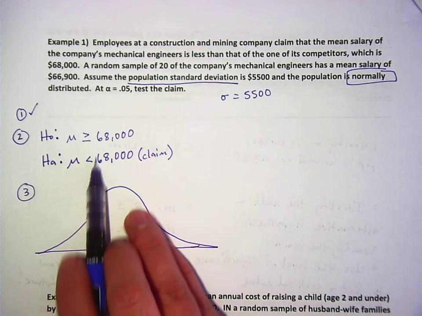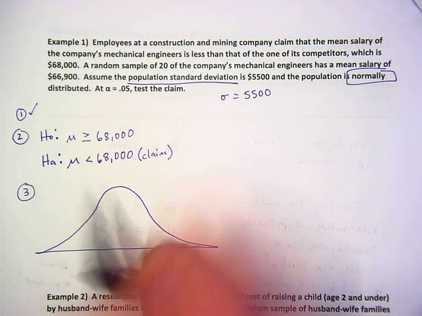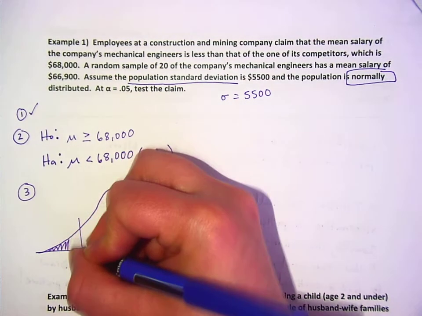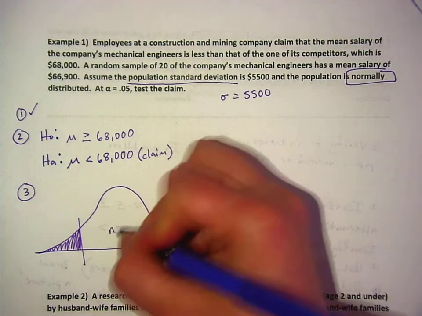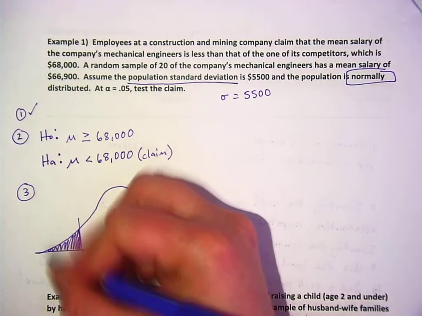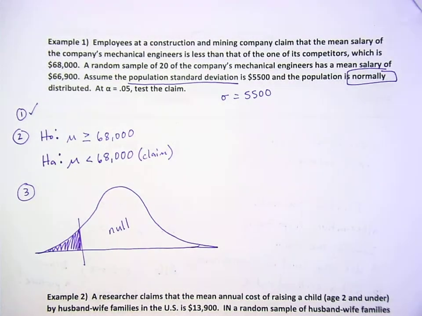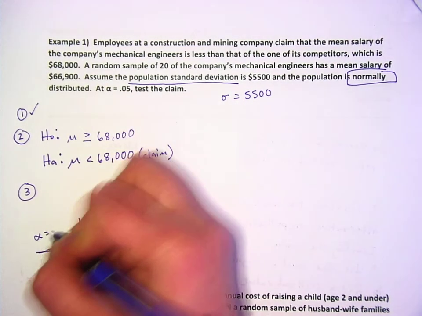Yes, you look at the alternative. You can see how the alternative says that it's less than. So I'm going to draw a little part over here. This is my null over here. This is my alternative. It's a left-tailed test. And it says that my level of significance is going to be alpha equals 0.05.